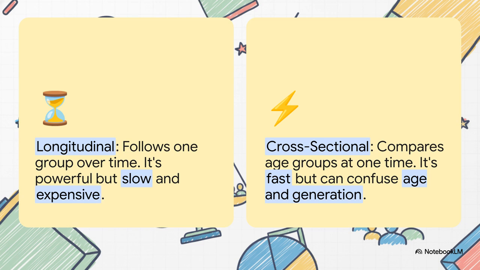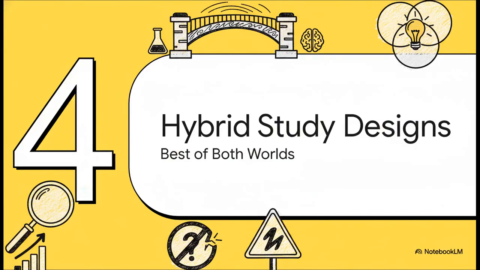On the other hand, you could do a cross-sectional study. You just compare today's 20-year-olds with today's 70-year-olds. It's way faster, but you never know if the differences you see are because of age or just because they grew up in totally different generations. So what's a researcher to do?